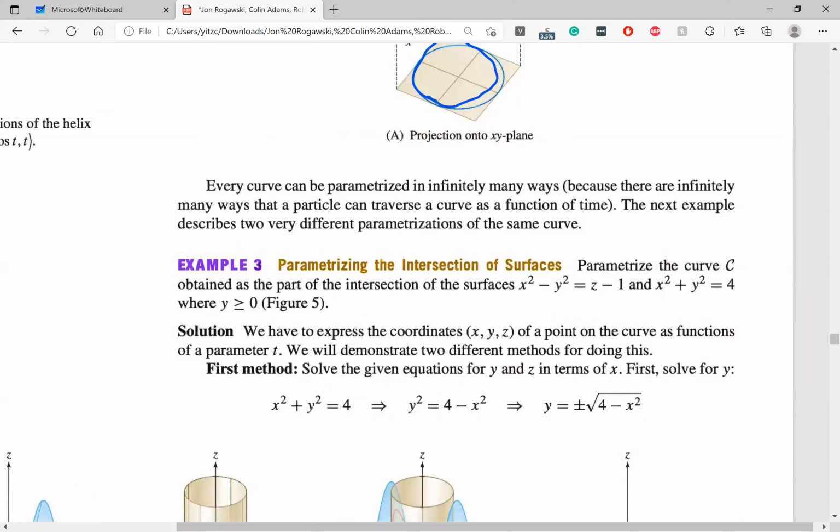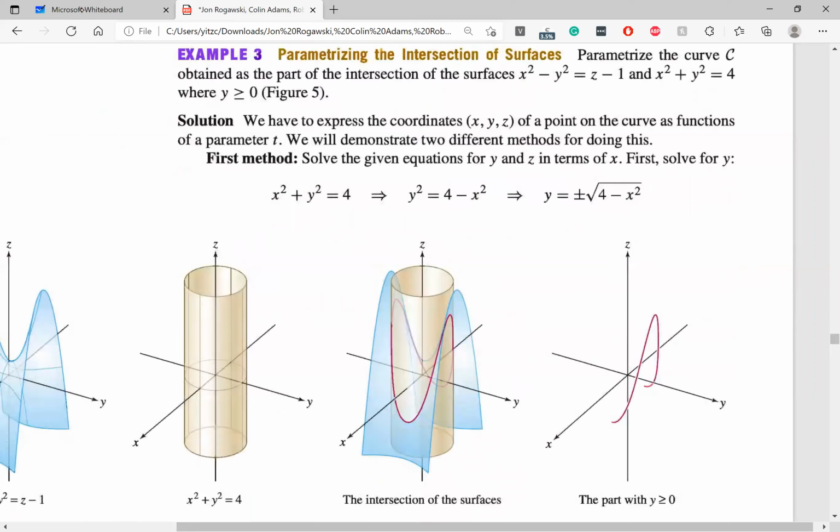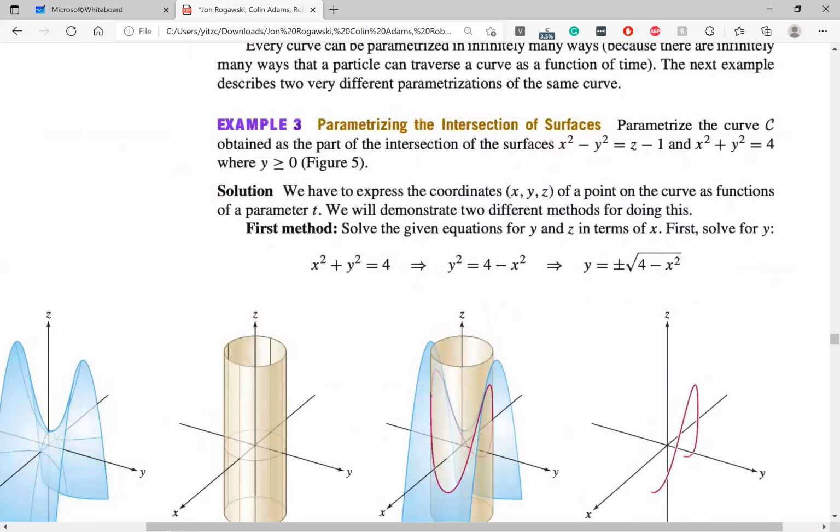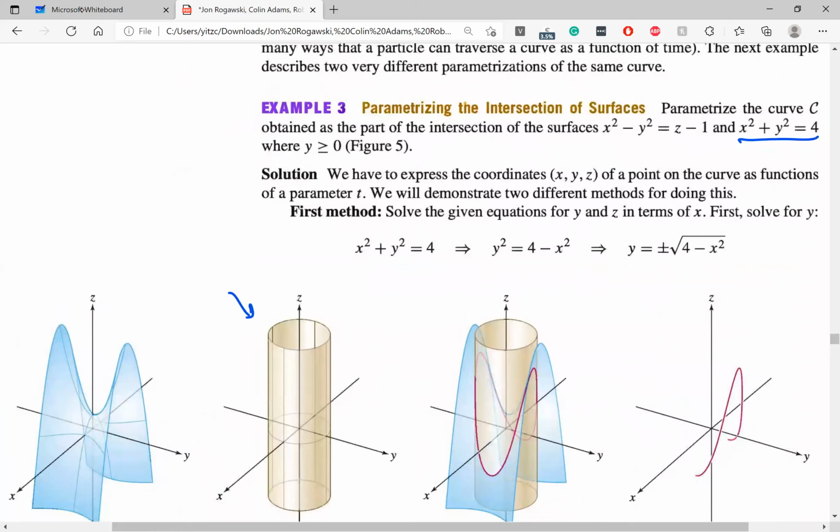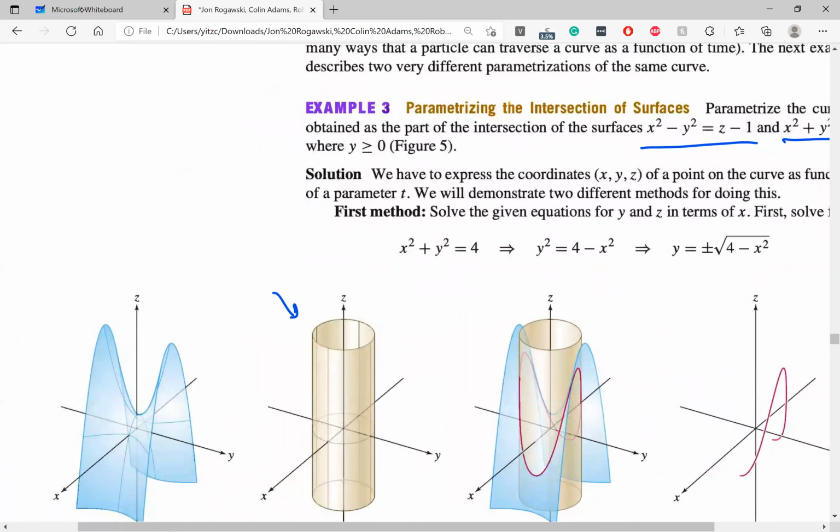Another thing that you can be asked is about 2 surfaces. Here are the surfaces. They tell us one of them is x squared plus y squared is equal to 4, and we know that's a cylinder. So that's this cylinder over here. And the other one is this saddle, which is given over here.